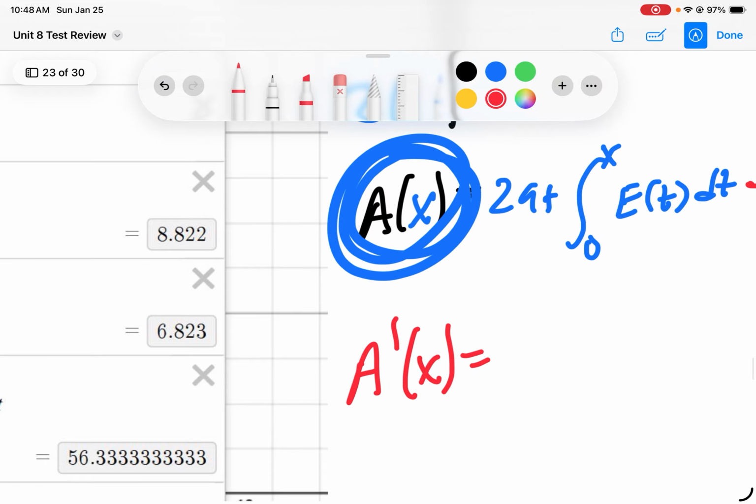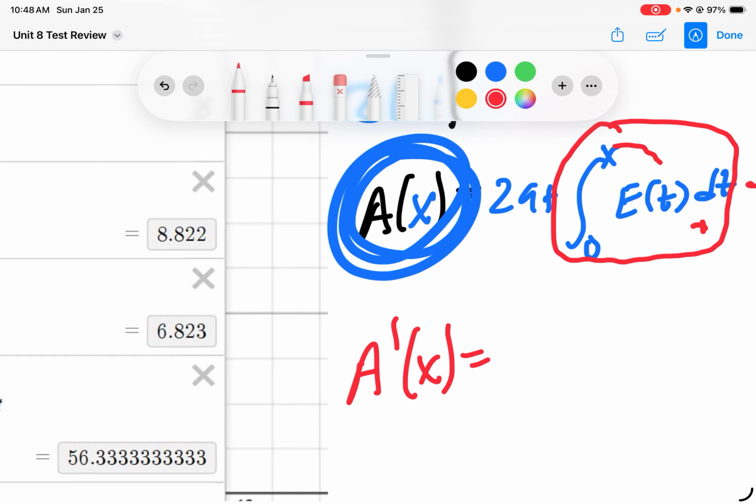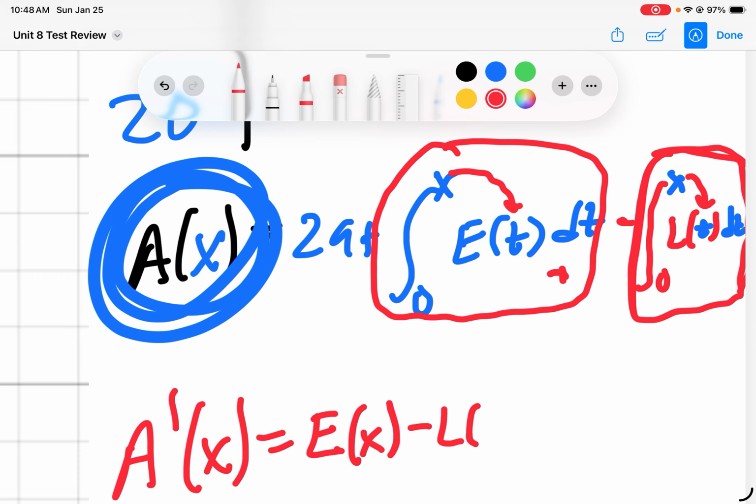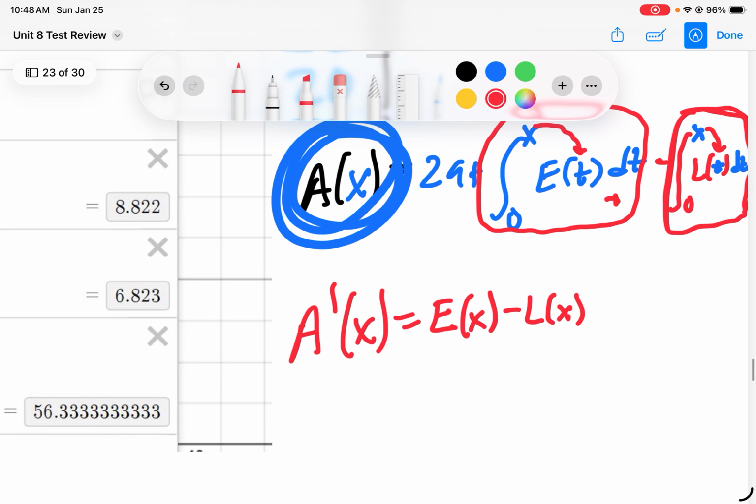All right, so the derivative of A, okay, so I take the derivative of each piece. The derivative of 29, the derivative of a constant is just 0. The derivative of this, that's that fundamental thing of calculus, right? It's just E of x. Now it's in terms of x. The derivative of the integral, those operations are inverses of each other, so it just cancels. I say minus L of, plug x in here. And we should remember, multiply by the derivative of x, multiply by the chain, but times 1, doesn't really matter. All right, so A prime of x is equal to E of x minus L of x. So I'm trying to find when is that equal to 0.